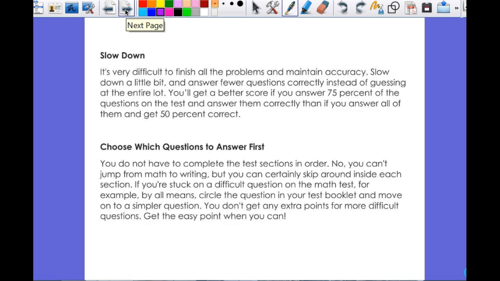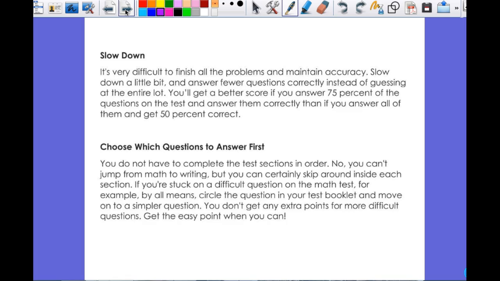So slow down. It's very difficult to finish all the problems and maintain accuracy. So slow down a little bit. Take that extra second to think about how to work instead of just jumping in and doing math. Answer fewer questions correctly instead of guessing the entire lot. It's better if you answer 75% of the questions on the test correctly than if you answer all of them and only get half of them.